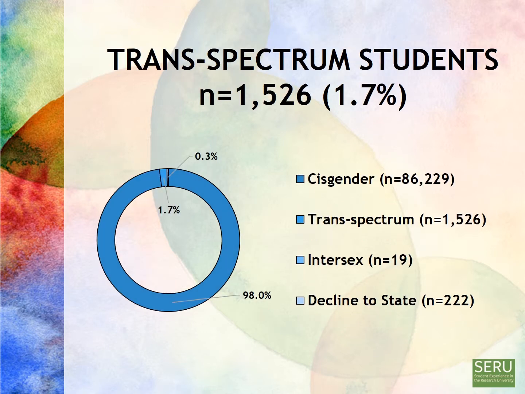And then again, on the trans spectrum categories, we were able to identify 1.7% of the responses as trans spectrum, and that included students who identified as trans man or trans woman, and where there was an alignment with sex at birth and a difference in current gender identity. And then we had intersex as well, and that was not included in the analyses. Next slide.